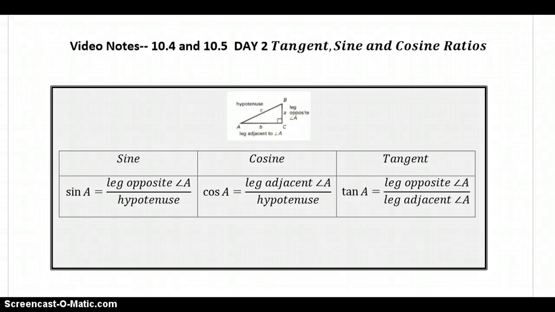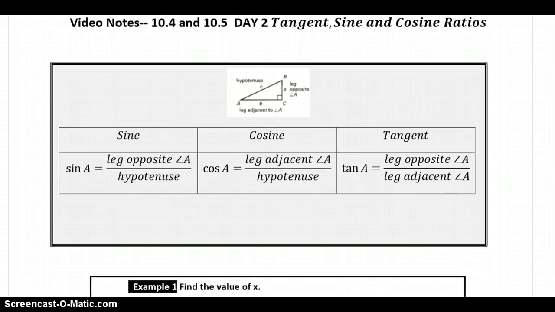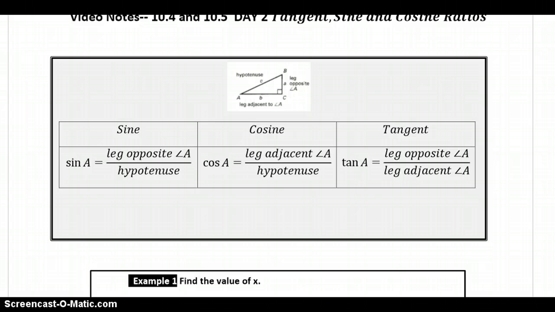Alrighty, so this is video notes for sections 10.4 and 10.5, day 2, again looking at tangent, sine, and cosine ratios. So, to remind ourselves, on the very top of your paper I would like you to write SOH CAH TOA. Make sure that you have it spelled correctly so that you know what the abbreviations do in fact stand for.